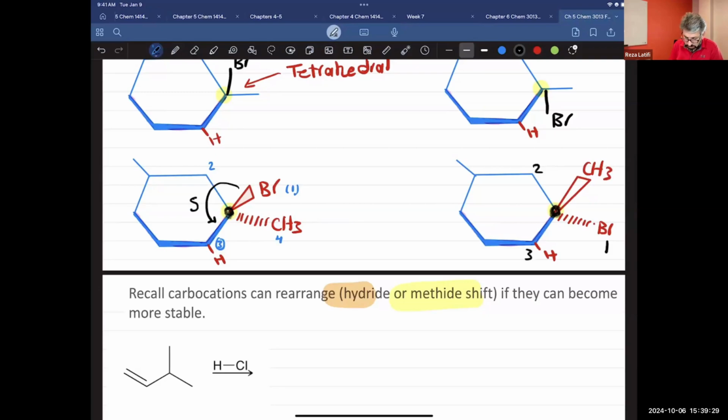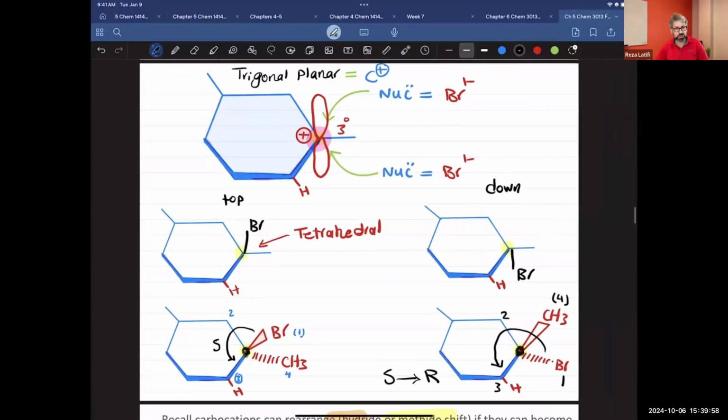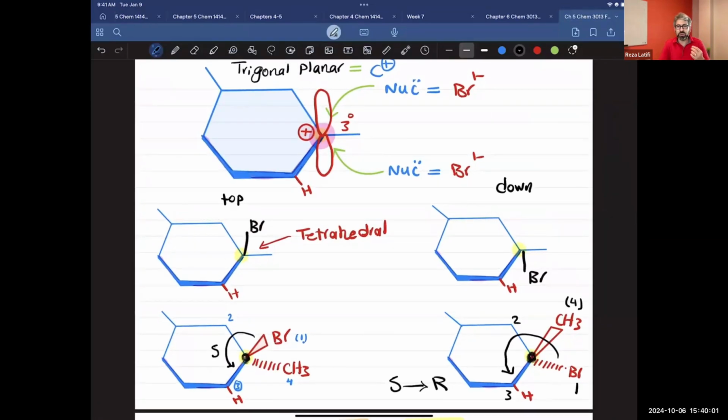The order this time is going to be counterclockwise. But you need to ask yourself, where is the lowest priority? The lowest priority, which is methyl, is pointing to us. Because methyl is pointing to us, we need to flip the configuration. Right now I see S, so I'm going to flip it to R.